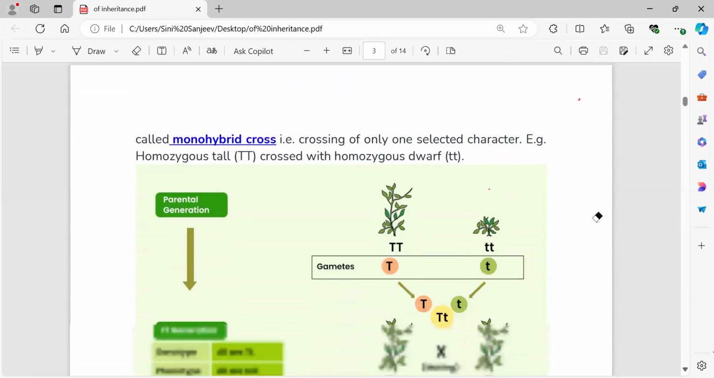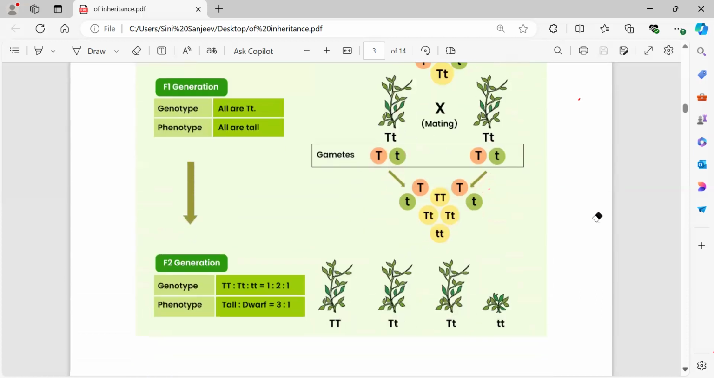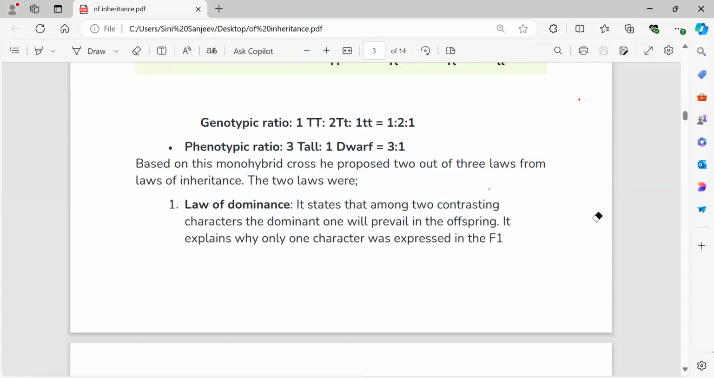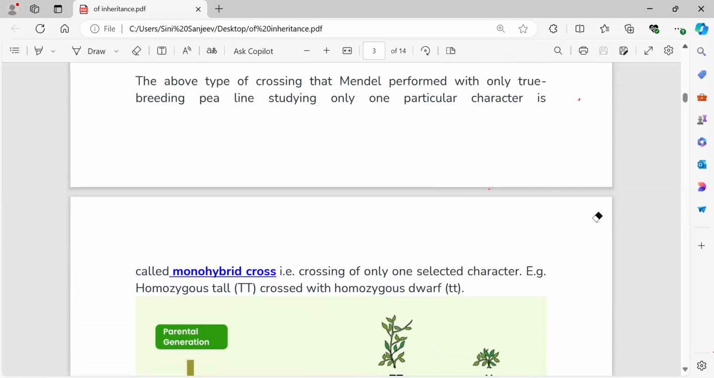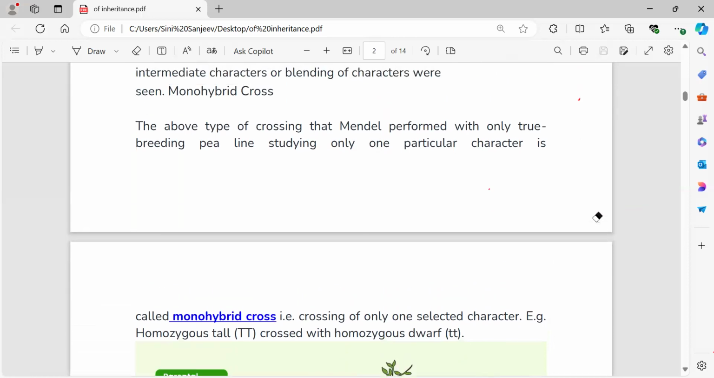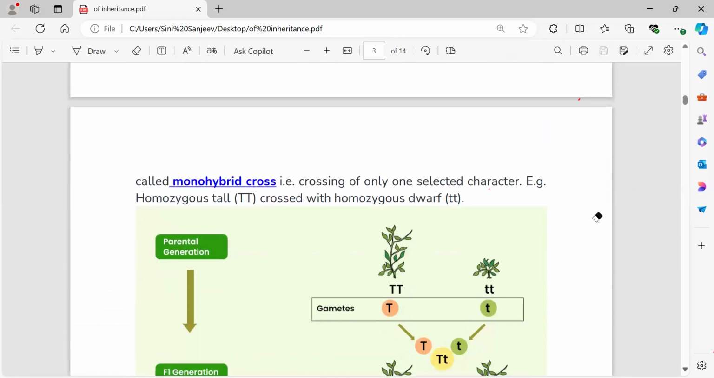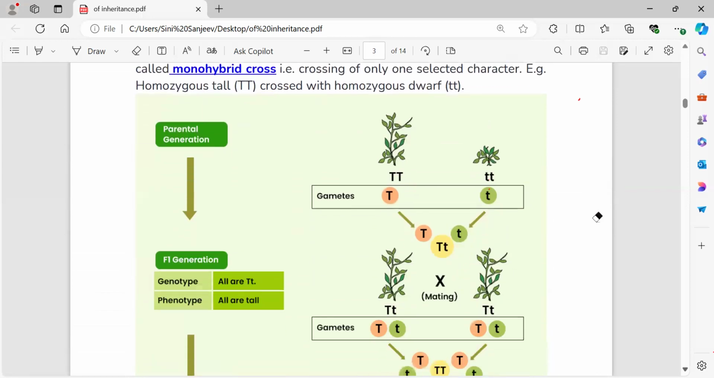So first, let's see what a monohybrid and dihybrid cross is. If you see over here, capital TT means tall and small tt means dwarf. If it's a capital T and a small t also, they are considered tall only. Only if both t's are small can you say it's a dwarf plant, which means it's a recessive characteristic.